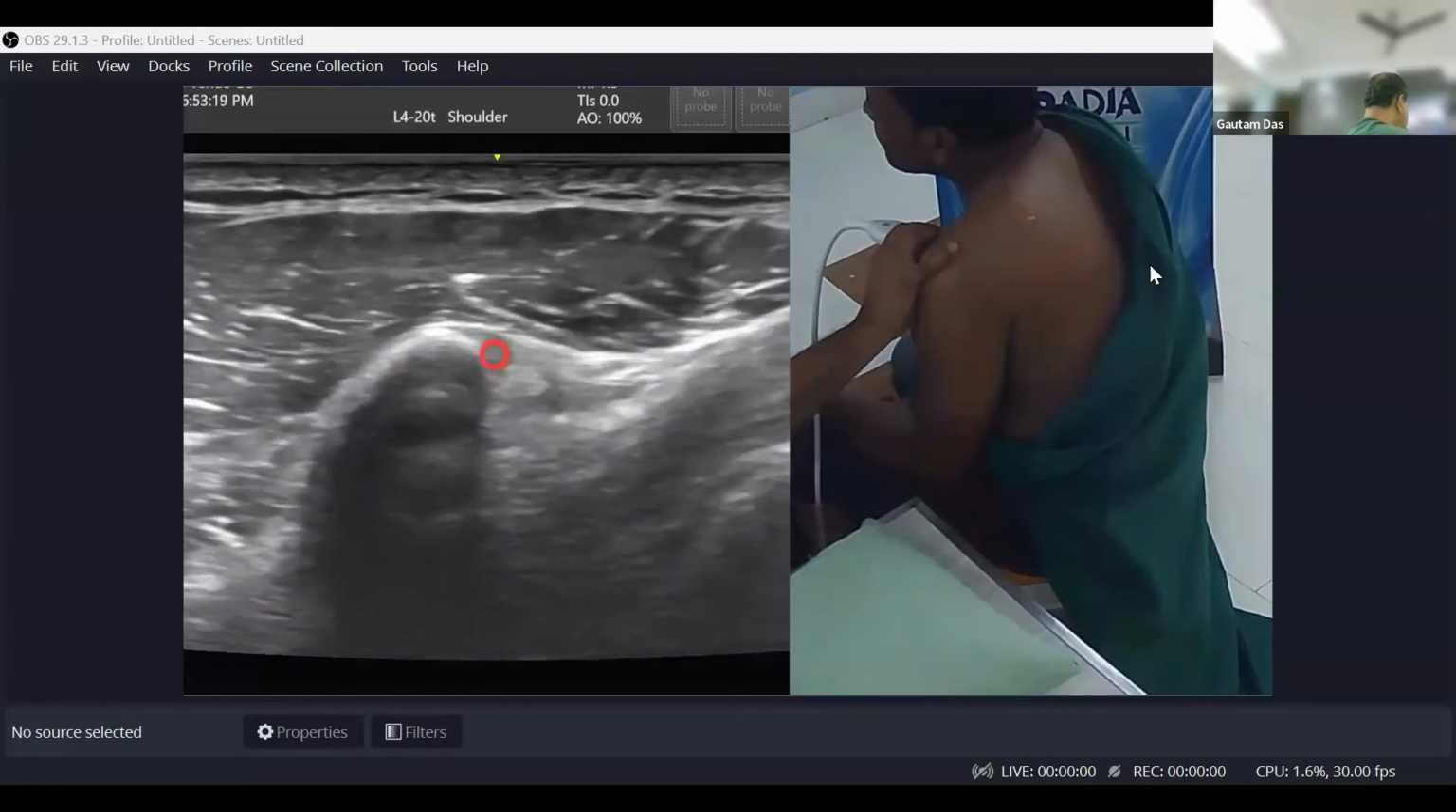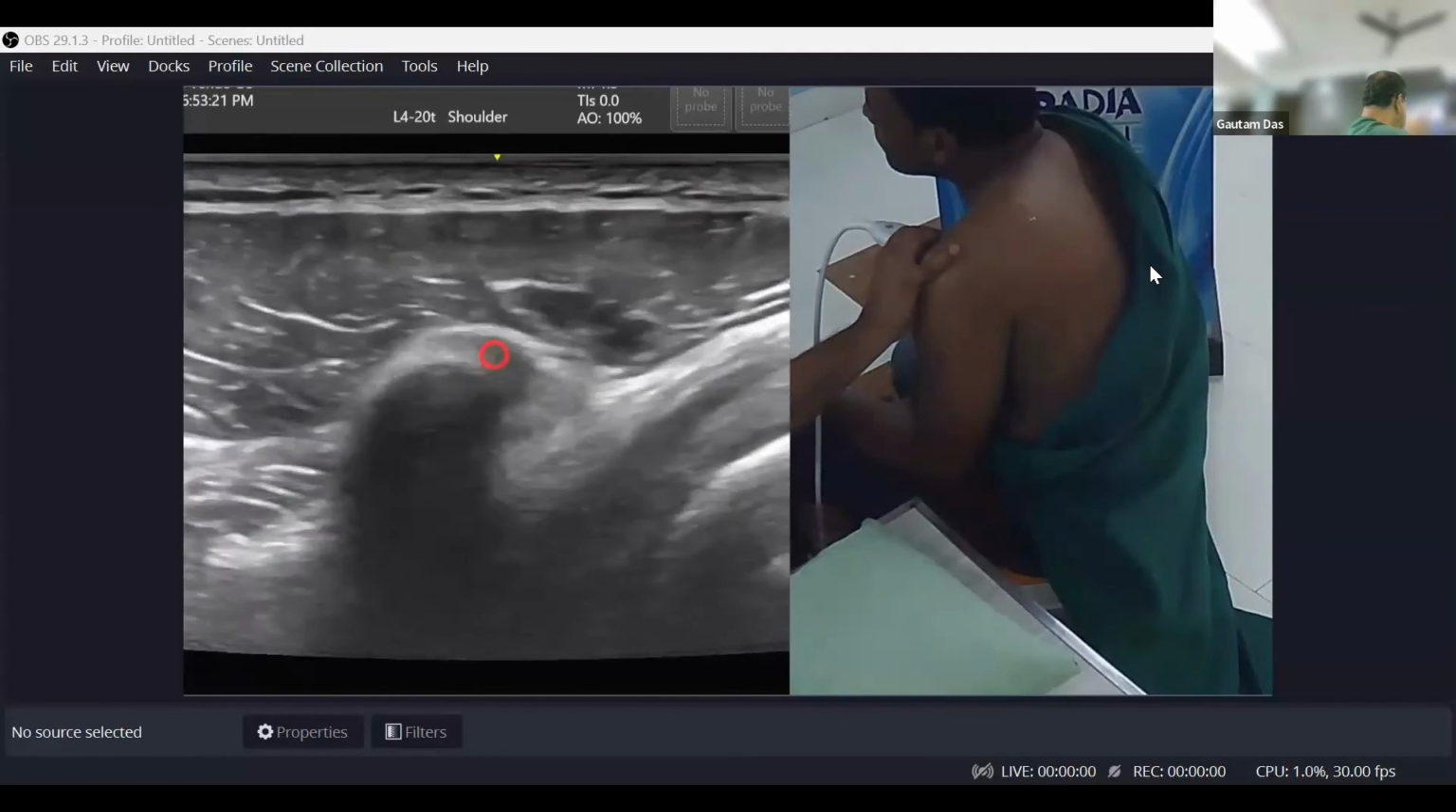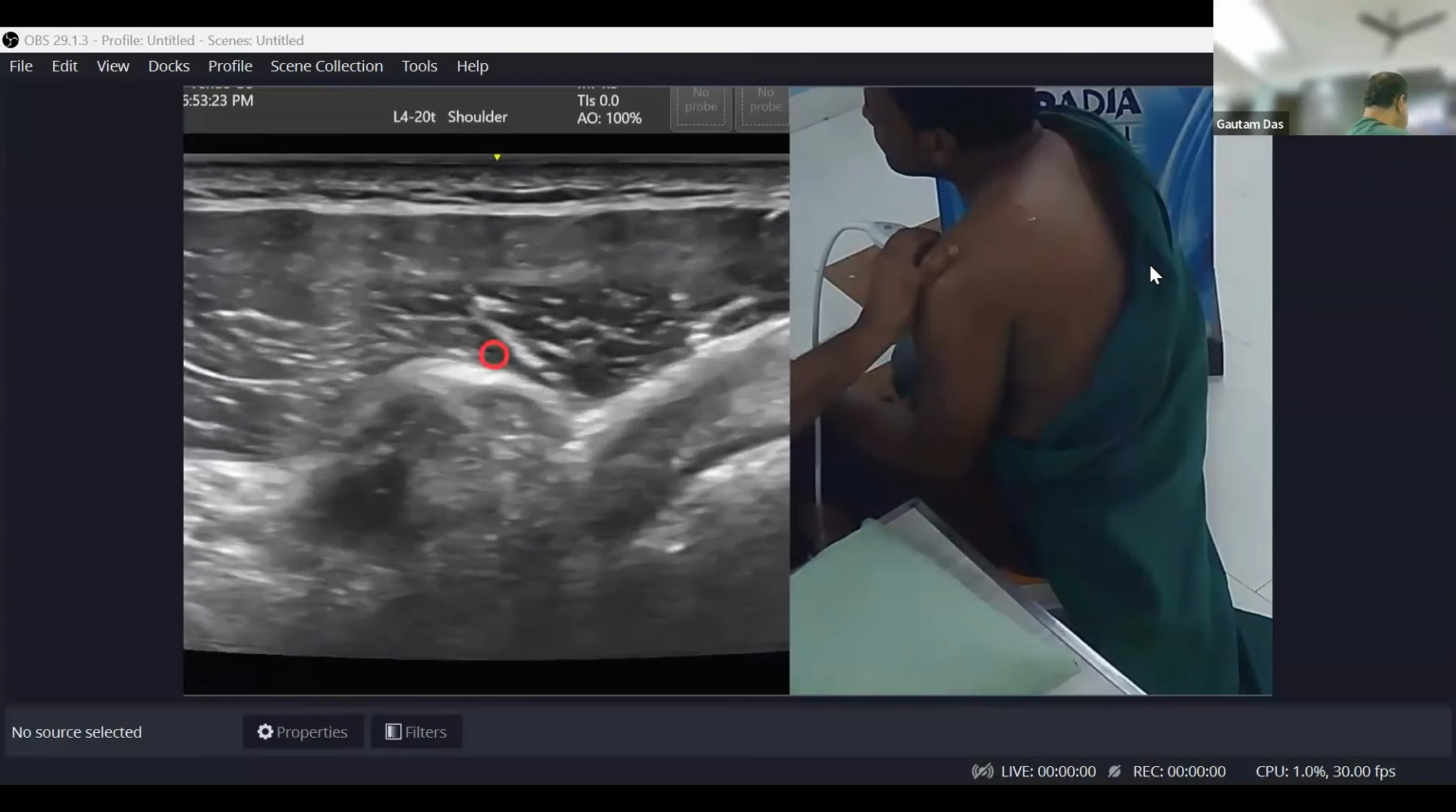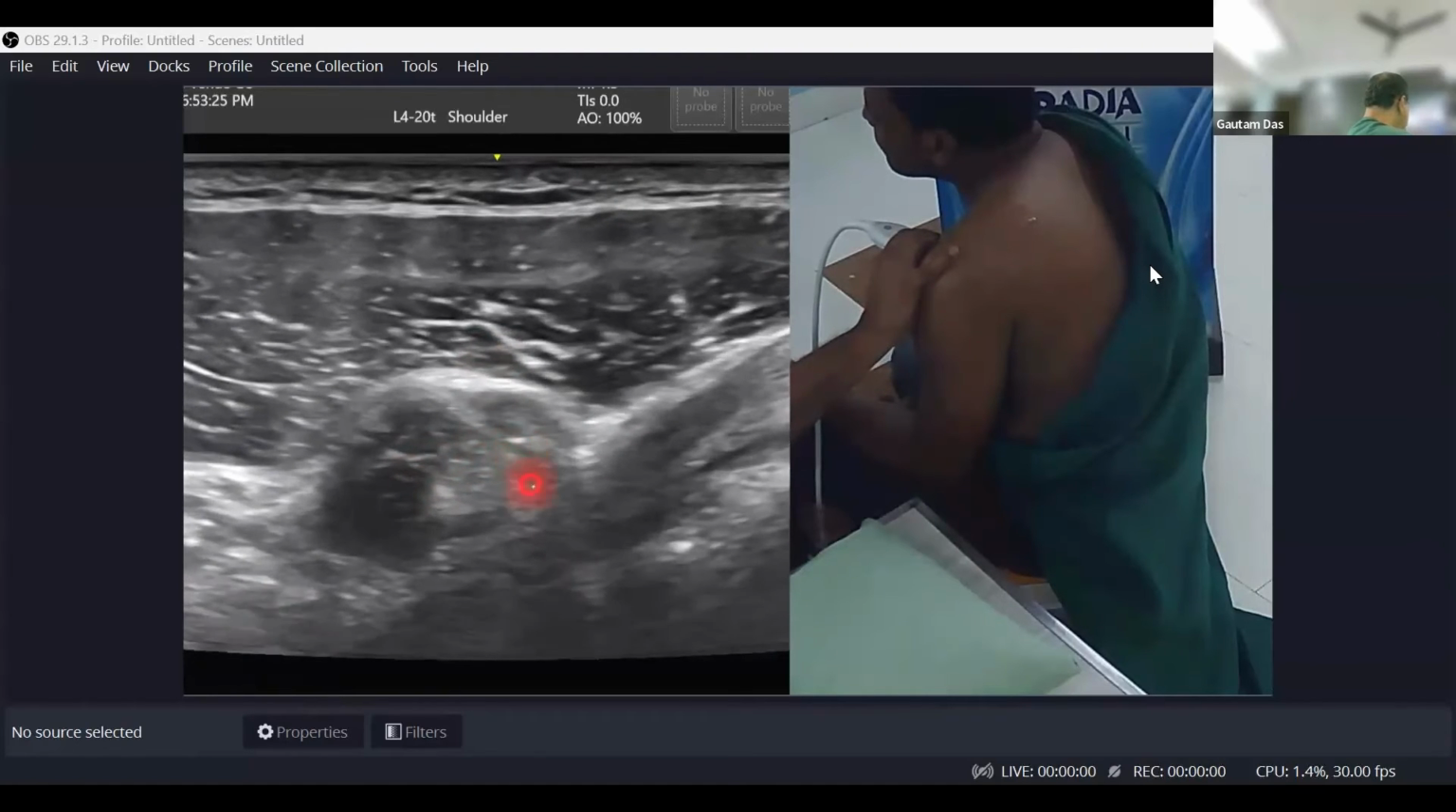So the coracoid, as I was telling you, a few tendons are there. Here you can see there are two tendons. One is your long head, short head of the biceps, another is your coracoacromial.